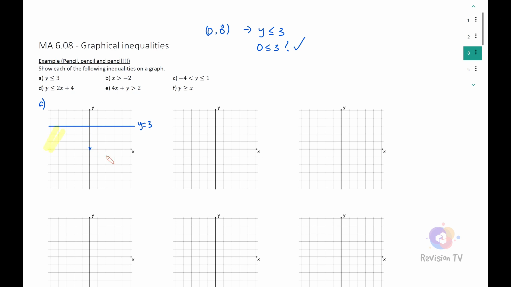If it is true, we're going to shade the region that contains the test point. So you can use a pencil to shade all that region underneath it. And that's the answer.